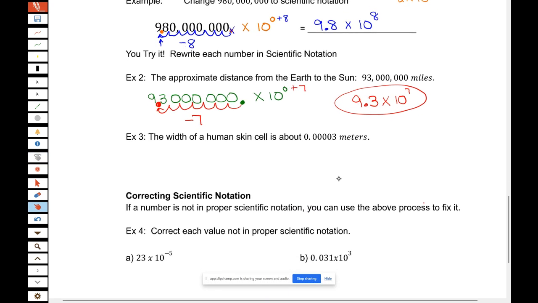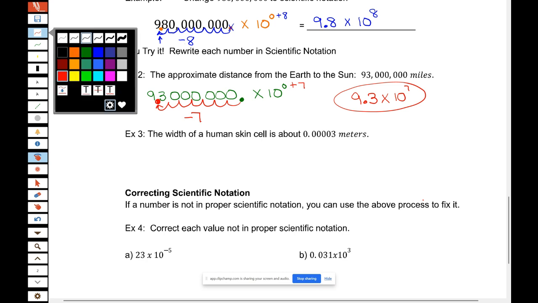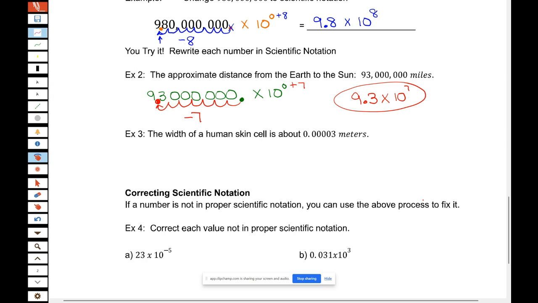Now let's try this with a number that's smaller than 1 to see how it works when you have the opposite powers. So the width of a human skin cell is about 0.00003 meters. All right, so we don't need to put a decimal at the end here because this number already has a decimal right there.